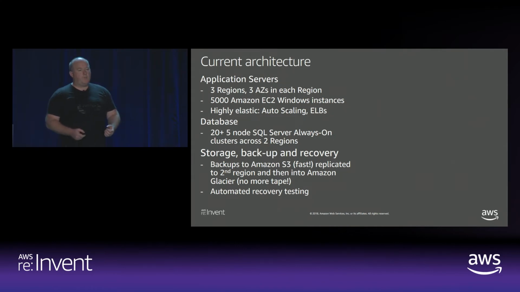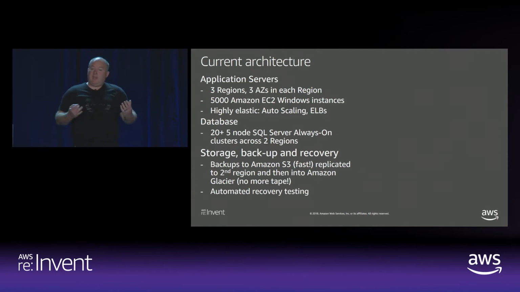On the database front, we now have over 20 5-node SQL Server Always On clusters in 2 regions. For our storage backup and recovery, we now back up to Amazon S3, which is super fast compared to going to tape. We replicate that to a second region and then into Amazon Glacier. So there is just no more tape involved.